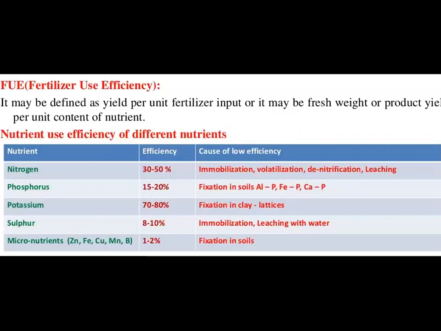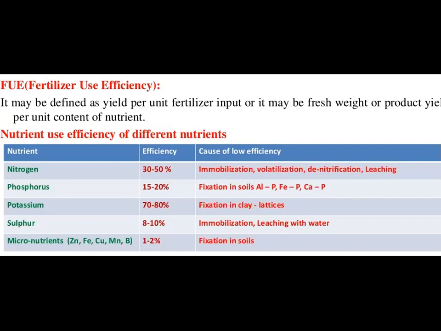Then fertilizer use efficiency. It may be defined as yield per unit of fertilizer input, or it may be fresh weight of product yield per unit nutrient content. Different nutrients have different efficiencies, depending on their mobility or immobility. Nitrogen, which is very mobile, has an efficiency of 30 to 50%.